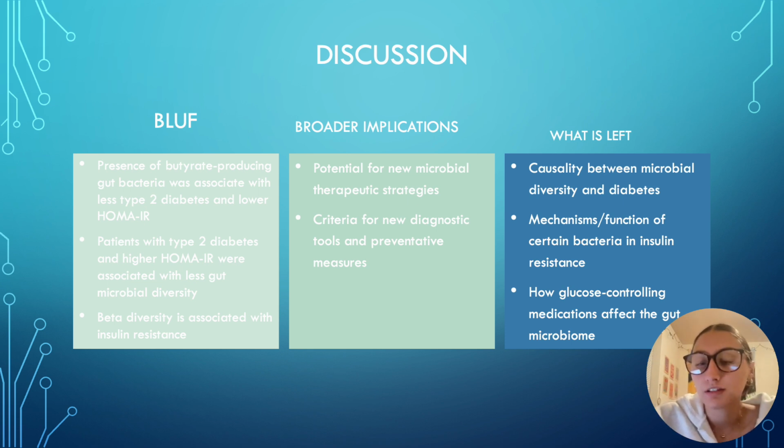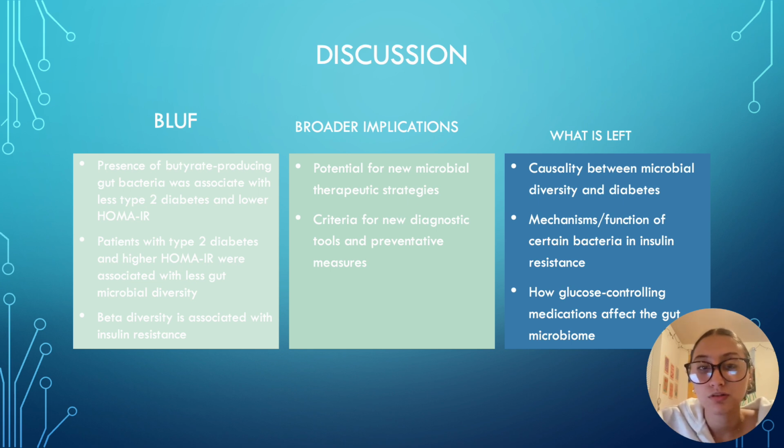Overall, these findings support the hypothesis that there is an association between microbiome diversity and the development of insulin resistance and type 2 diabetes. Specifically, the suggestion that less gut microbial diversity is associated with higher HOMA-IR and insulin resistance. Additionally, the presence of butyrate-producing bacteria is associated with less type 2 diabetes and lower HOMA-IR.